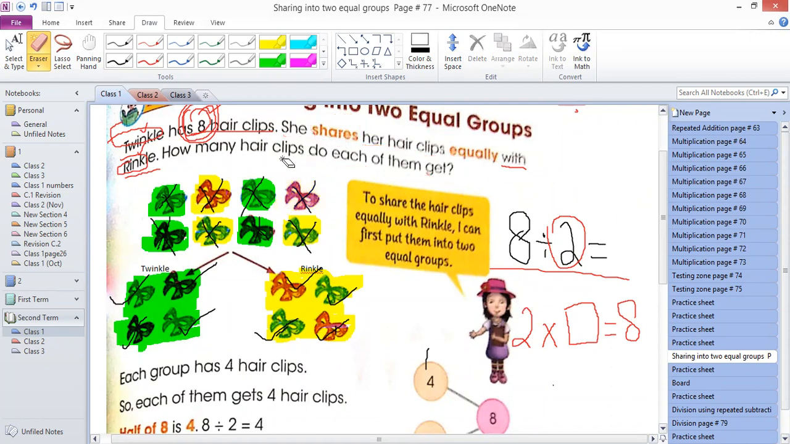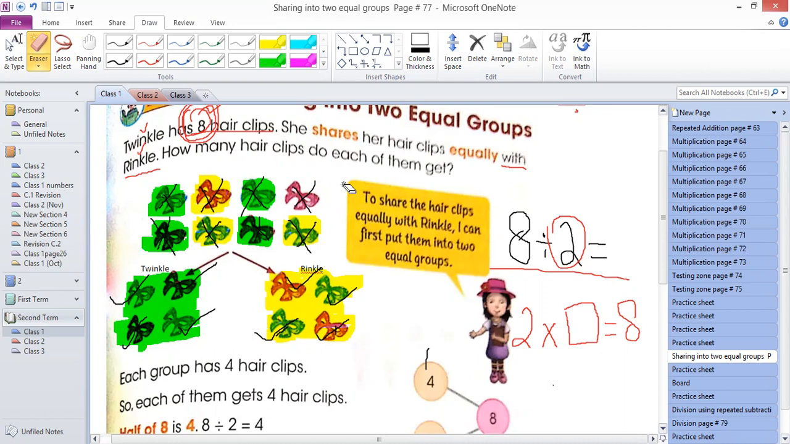Last week we started division, a new unit, and we learned how we can share into two equal groups. You know the concept of division, guys. You know the concept of sharing into two equal groups. You know that multiplication and division are opposite to each other. So, a quick revision from the last lessons, guys.